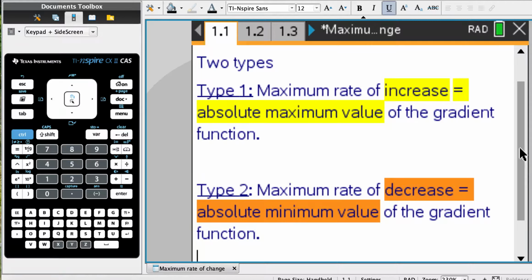The first type is, in order for you to work out the maximum rate of increase, it simply means the absolute maximum value of the gradient function over that particular interval. And if you want to work out the maximum rate of decrease, it simply means the absolute minimum value of your gradient function over the specified domain.